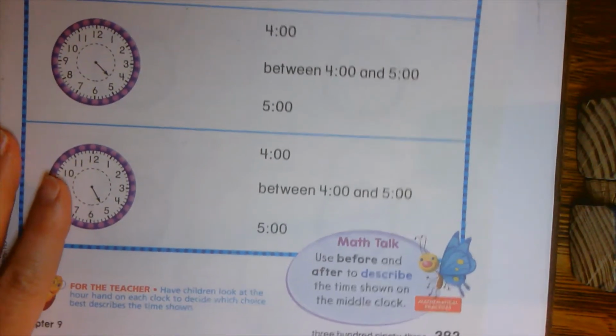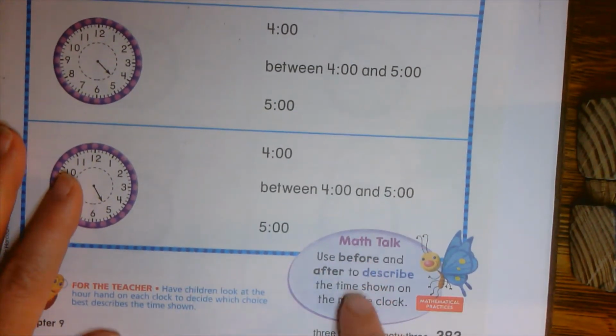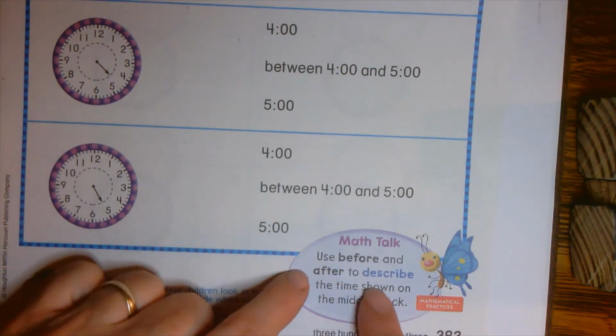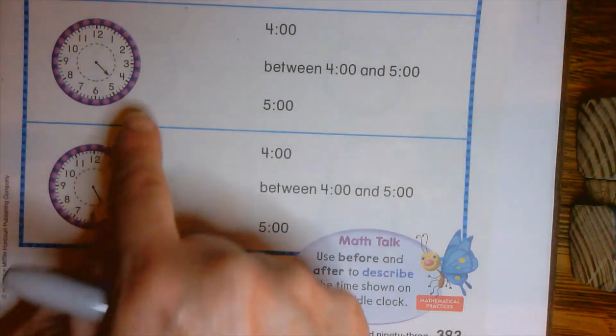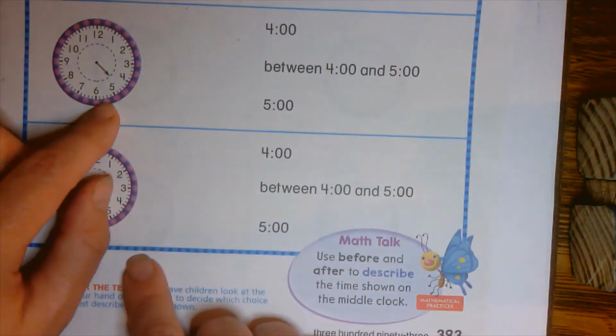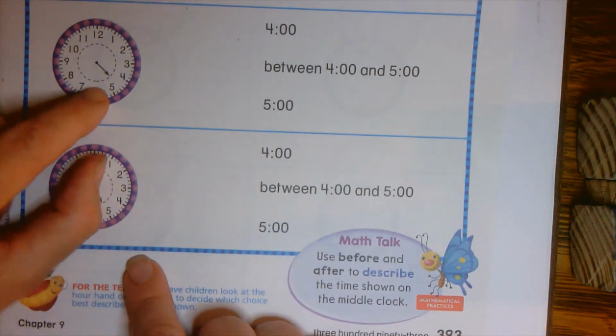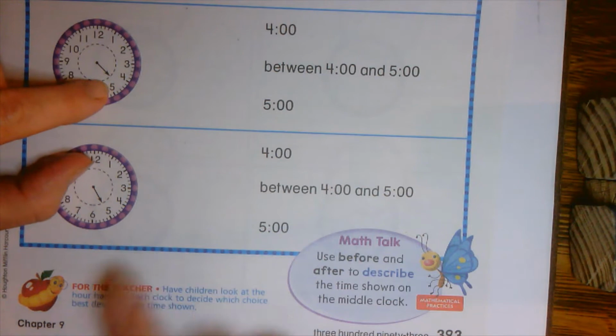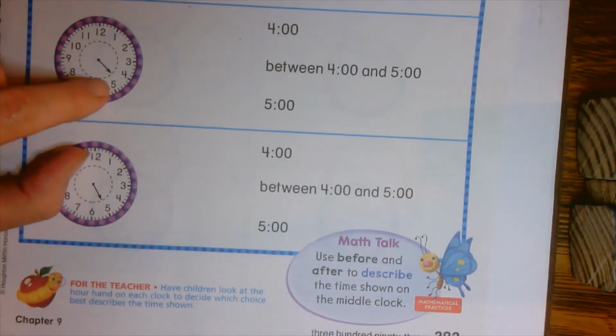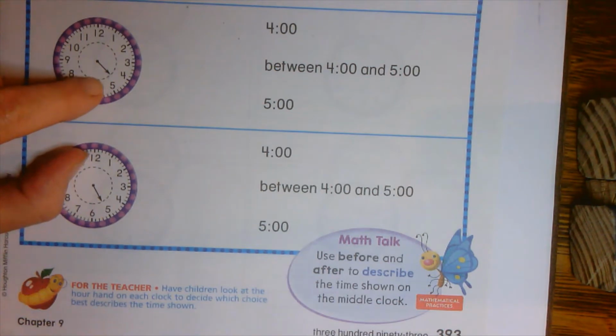I want to add in one more thing. We often don't do much with this math talk down here, but using before and after to describe the time shown on the middle clock. So this one right here, take a look at it. If we were using before, which time would we say that it's before? We would say that it's before 5 o'clock, right? It hasn't gotten to 5 o'clock yet.